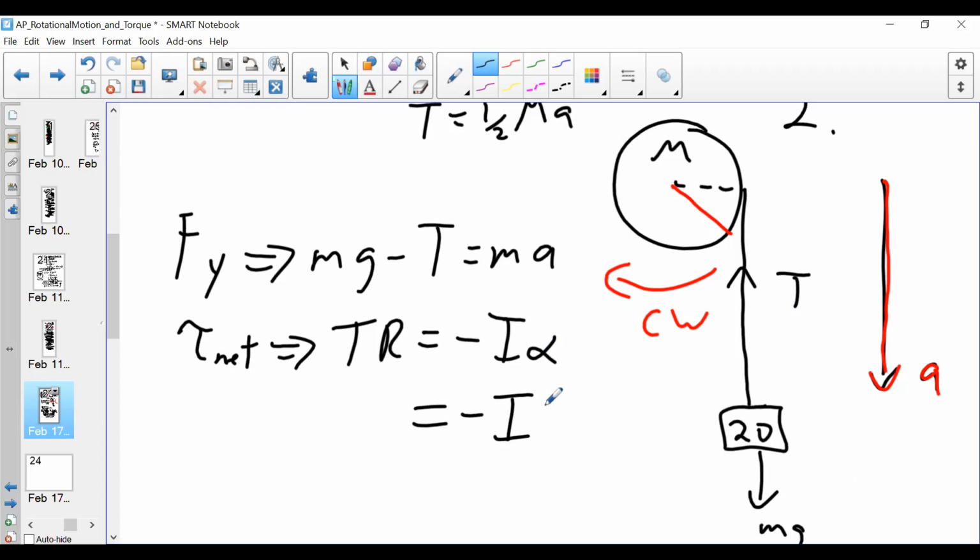Okay, and then we can rearrange this and say negative I A over R. Same disk and same stuff. So we have a net negative torque because of this clockwise rotation. The other one, it was counterclockwise.